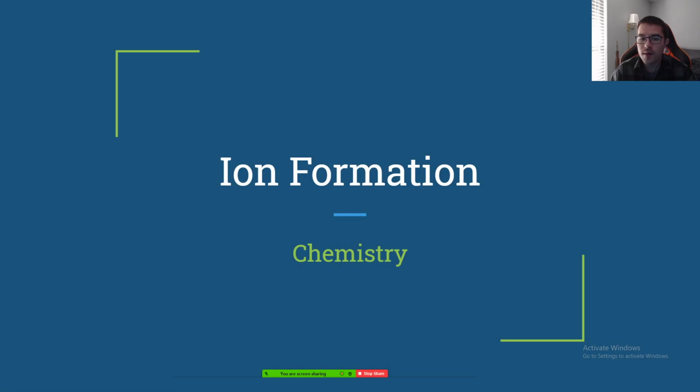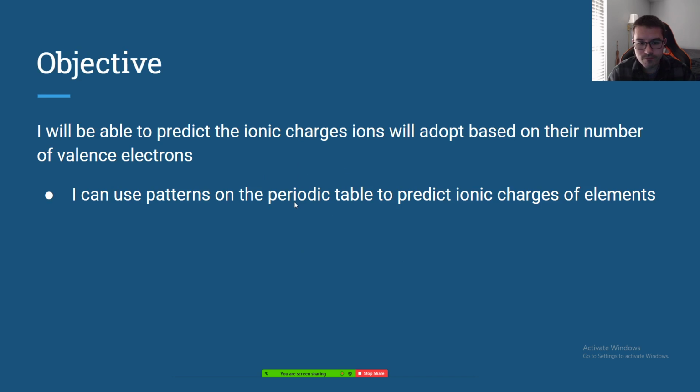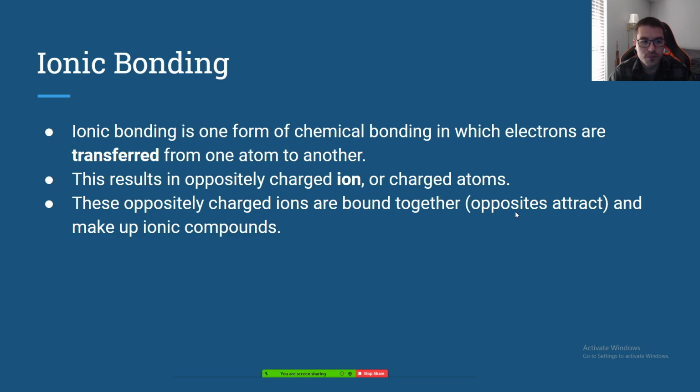And the first topic that we're going to be talking about with chemical bonding is ionic bonding, and specifically today, ion formation. So, your objective for today is for you to be able to predict the ionic charges that ions will adopt based on their number of valence electrons, okay? And you're going to be using patterns in the periodic table to predict these ionic charges.